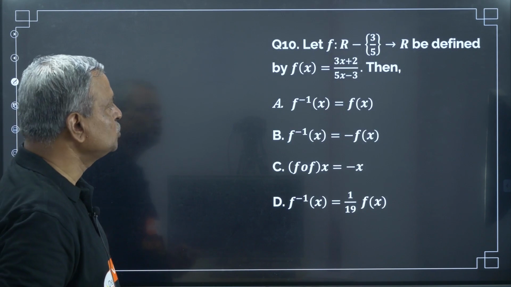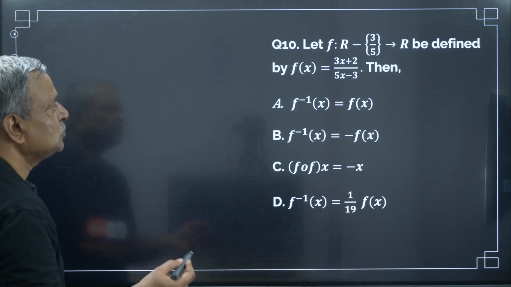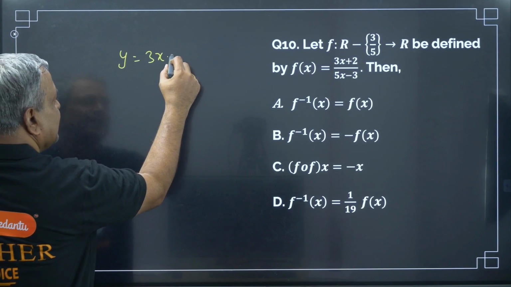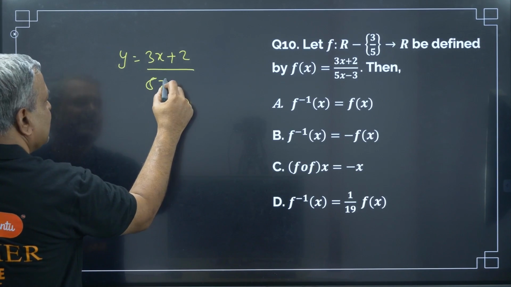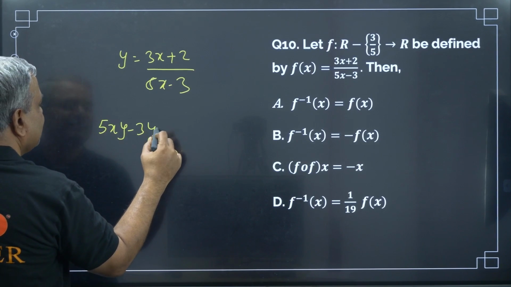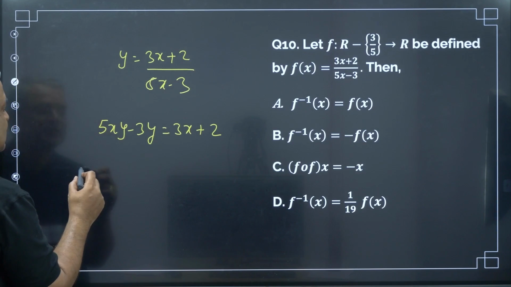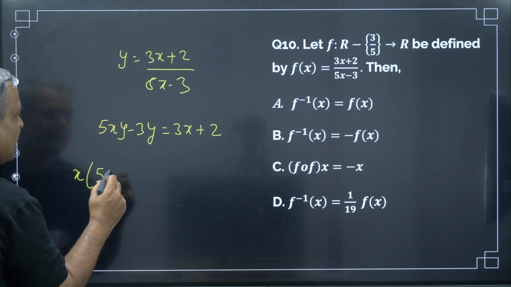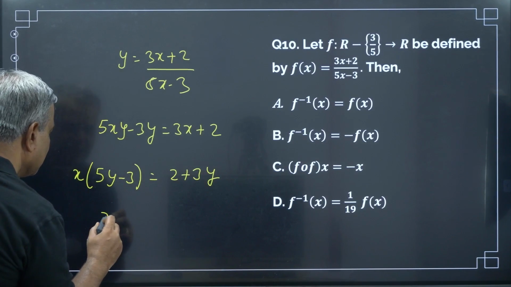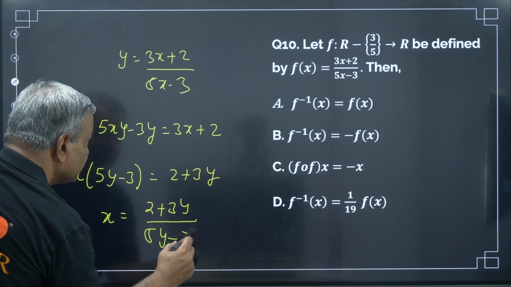f(x) equal to (3x plus 2) by (5x minus 3). So which one is f inverse x? You have to find f inverse x. So y is equal to (3x plus 2) by (5x minus 3), cross multiply. So 5xy minus 3y is equal to 3x plus 2. We make x the subject. x is common, you get x(5y minus 3) is equal to 2 plus 3y. So x equals (2 plus 3y) by (5y minus 3).